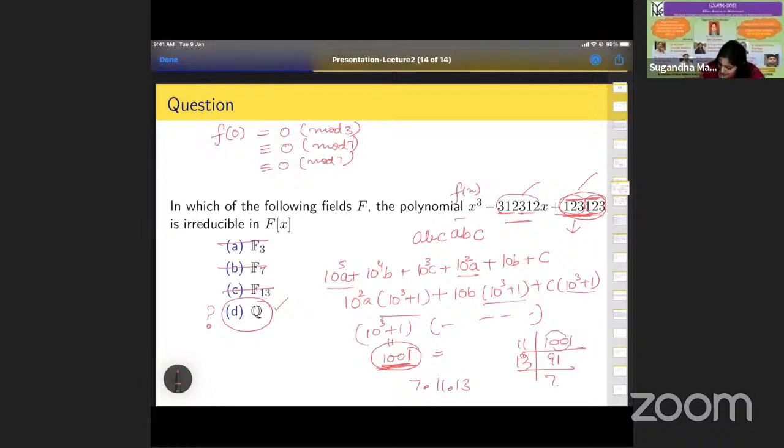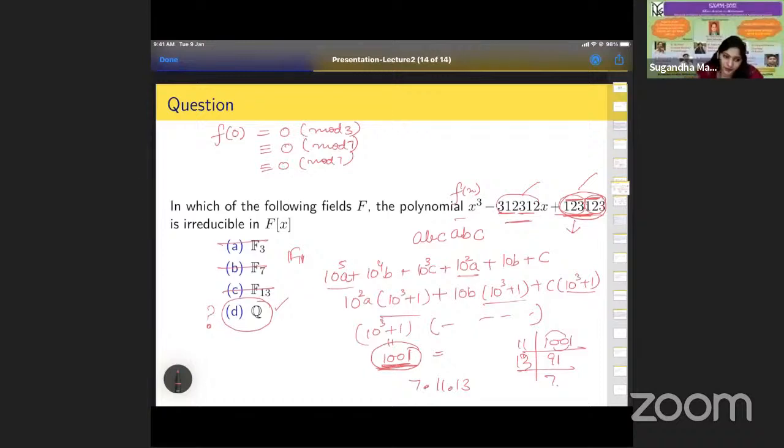So had there been F11, then also it would have been reducible over that, right? That's something you can observe for such kind of numbers always. It's divisible by 7, 11, as well as 13. Okay, that is one thing about the numbers.